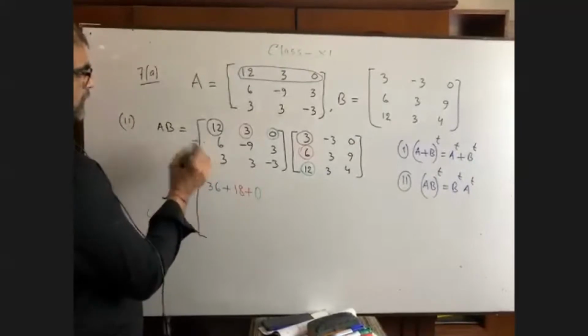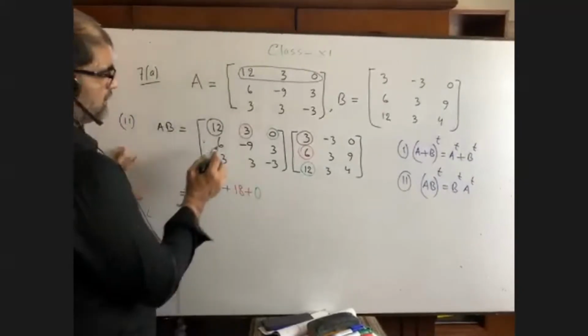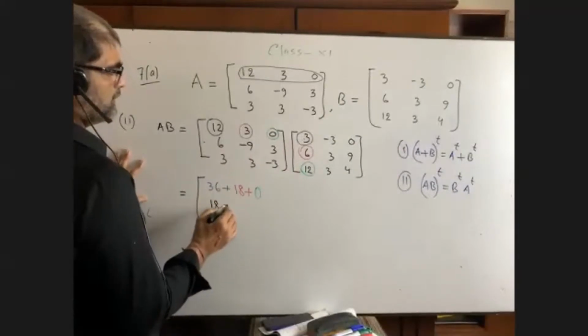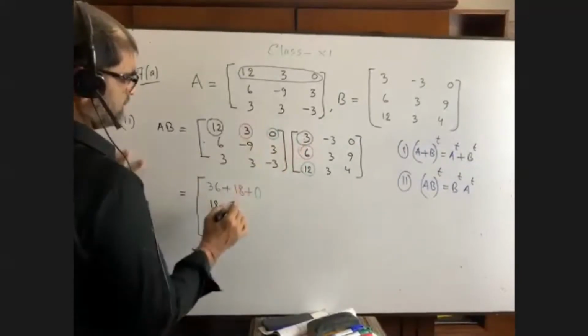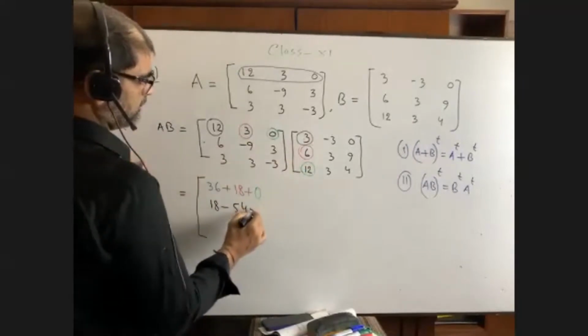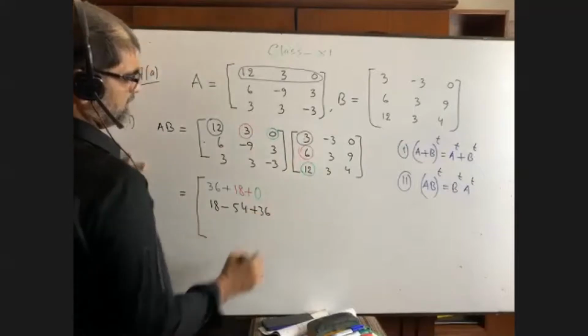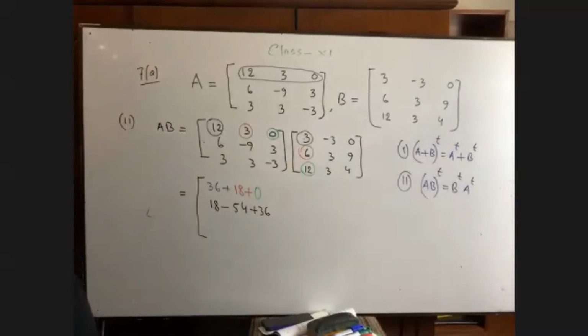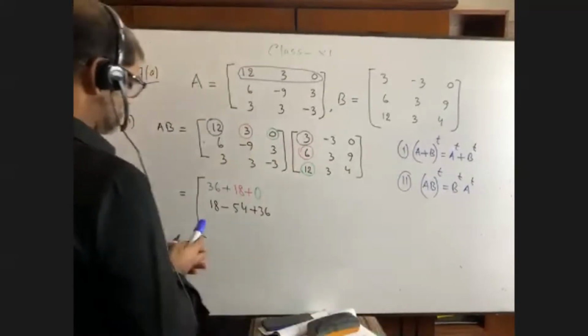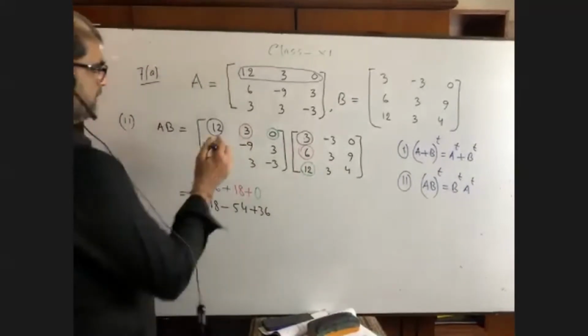So it is second row. So second row means what? 6 into 3, that is 18. Minus 9 into 6, 54. 3 into 12 plus 36. This is second row. In the same way, you go for third row. I am going to mark it so that you may get it very easily.